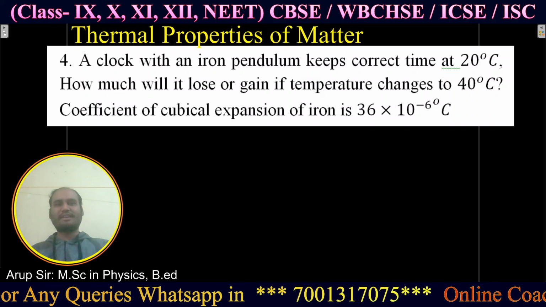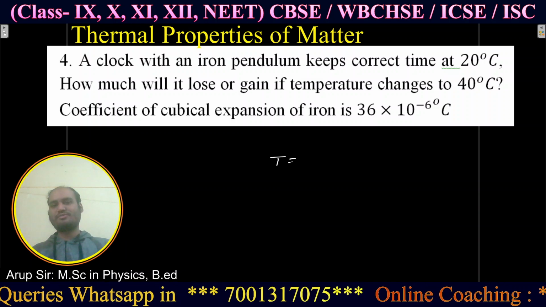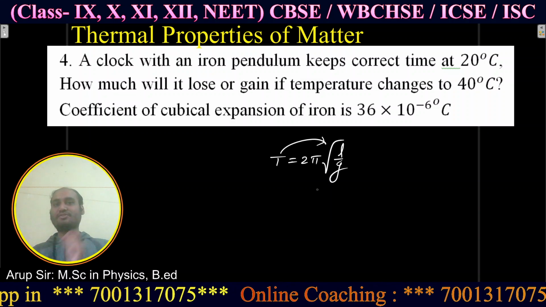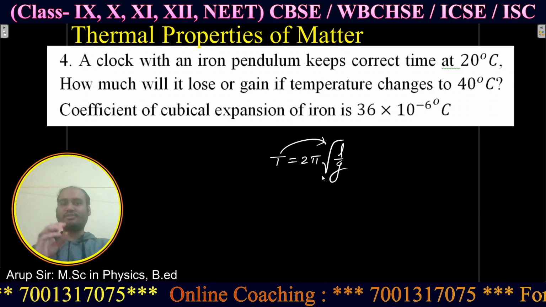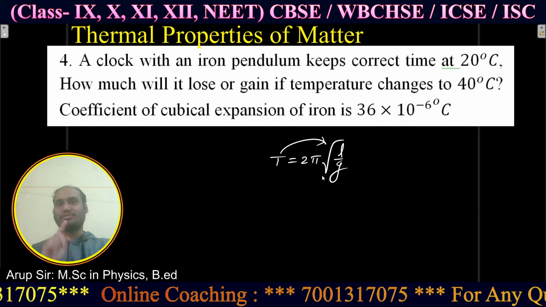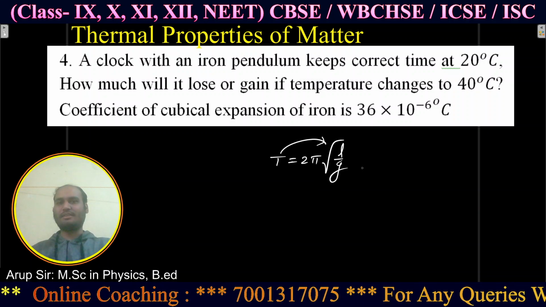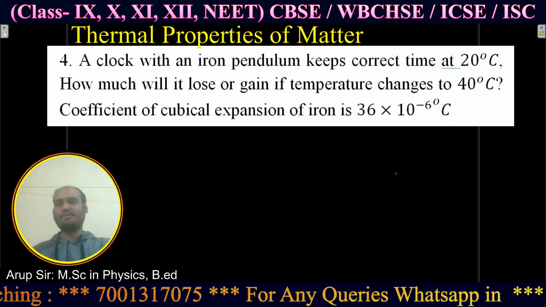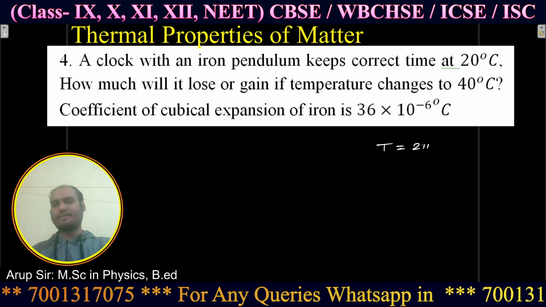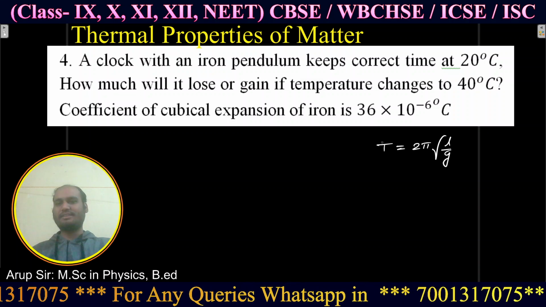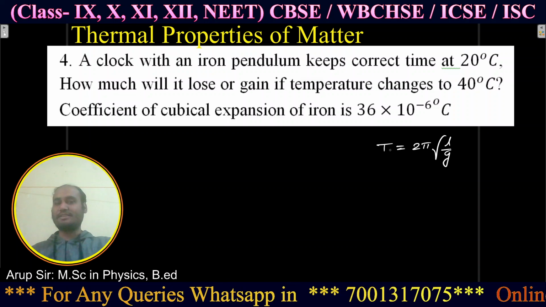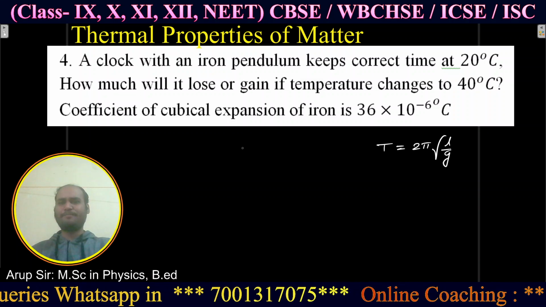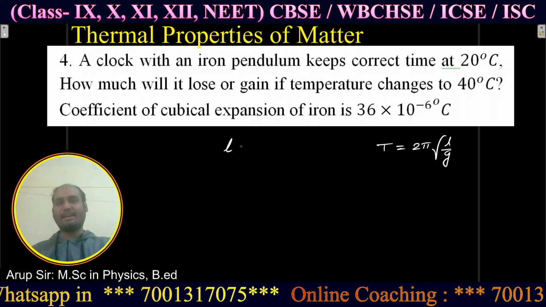We know that the time period of a pendulum T is equal to 2π root under L by g. Now this time period depends on length, and the length is dependent on temperature. Basically when you use this formula, T is equal to 2π root L by g, T is the time period, not temperature. Okay, and let's suppose its length at 20 degrees centigrade is L.